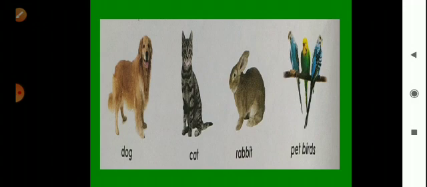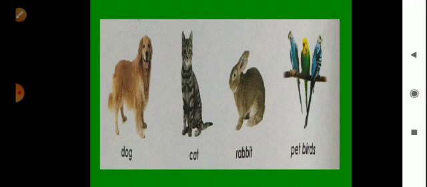Look here, we can see a dog, cat, rabbit, and pet birds. What are these? These animals are seen around us. Animals can be seen all around us. Some animals can be seen inside our house also, and some can be seen only on farms or grounds near our house. Some can be seen only in the forest. But here we can see a dog, cat, rabbit, and pet birds, which are seen around us. So these are domestic animals.